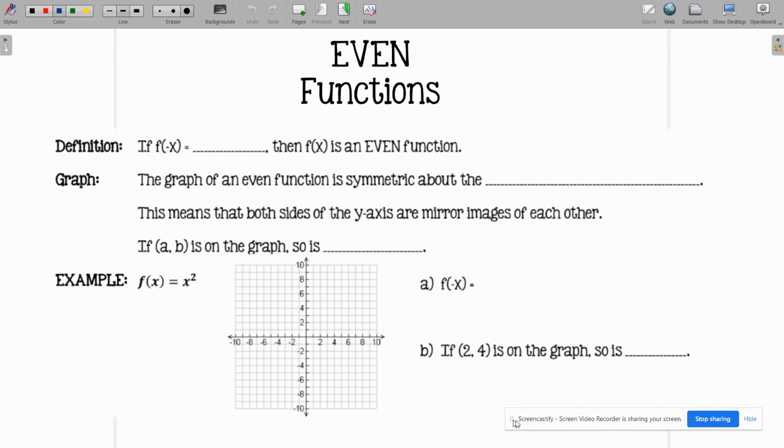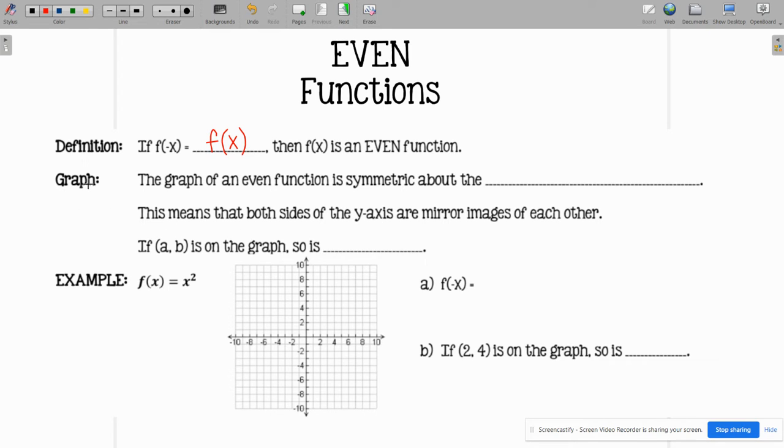In this tutorial, we are going to talk about even and odd functions. So let's start with even functions. The definition of an even function is if you take f of negative x, you plug negative x into your function f, and you get out the same output as f of x, then you have an even function. And this is going to make more sense once you see some examples.